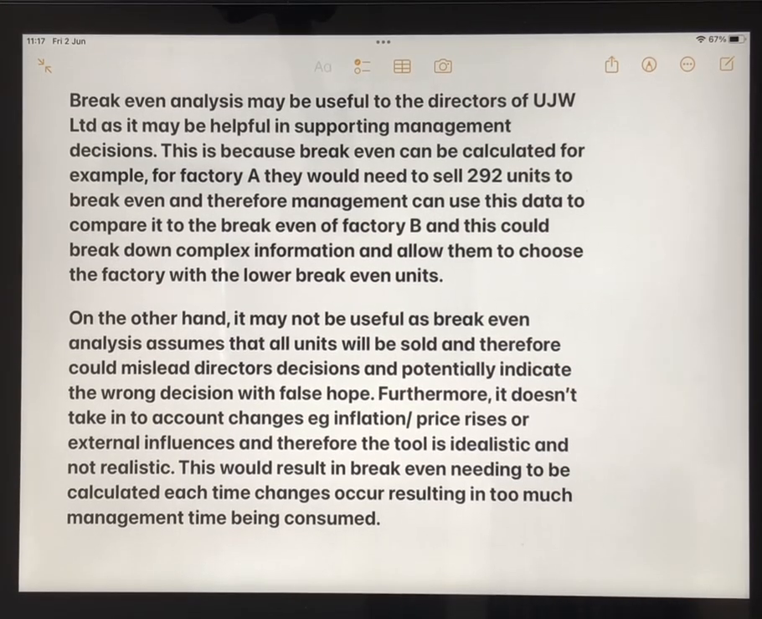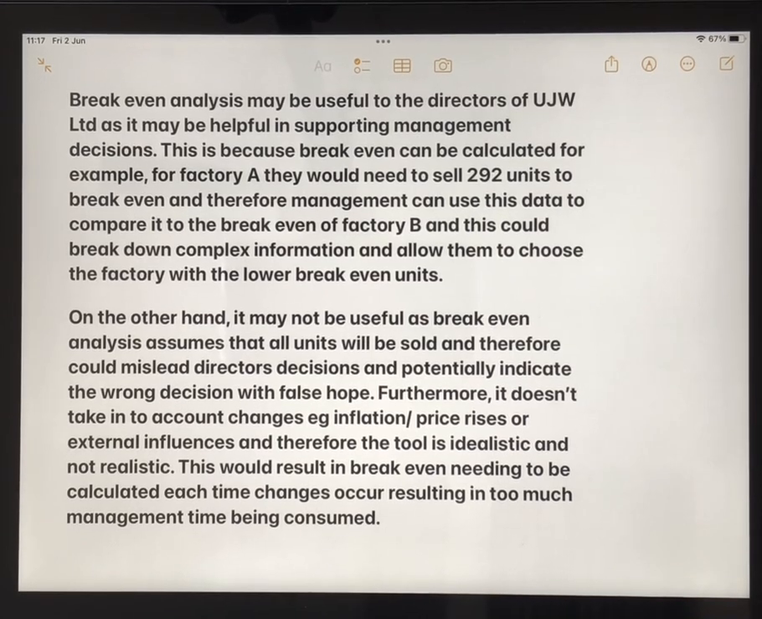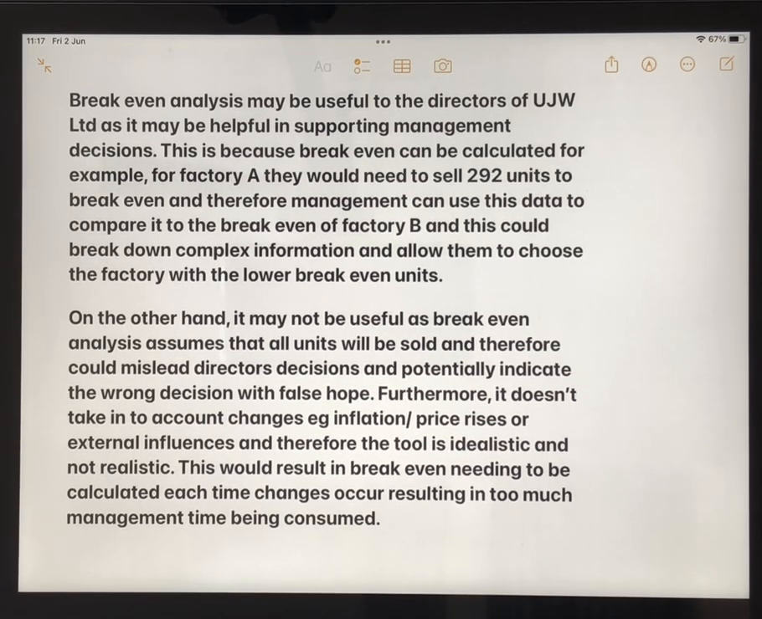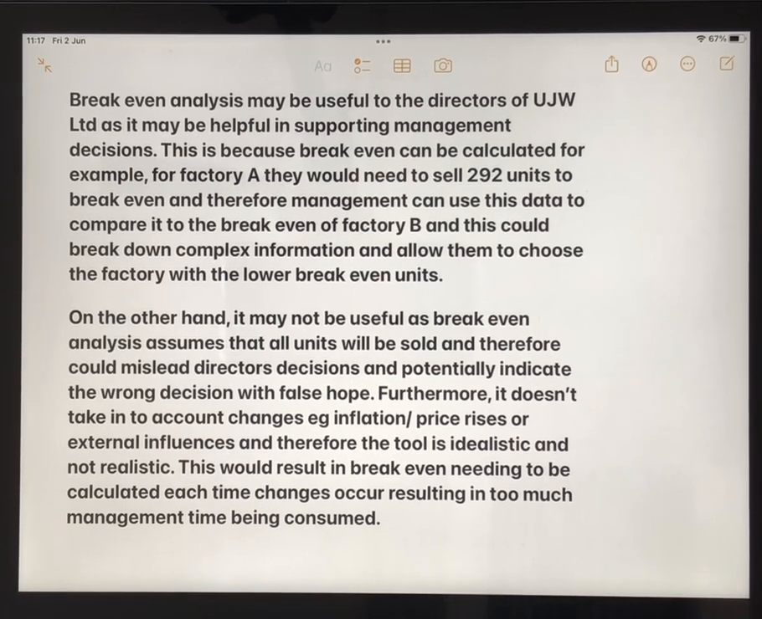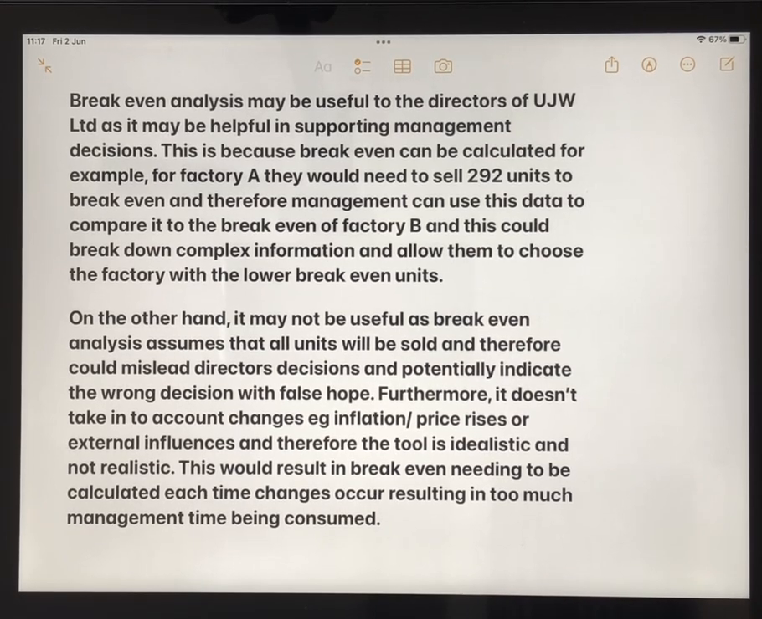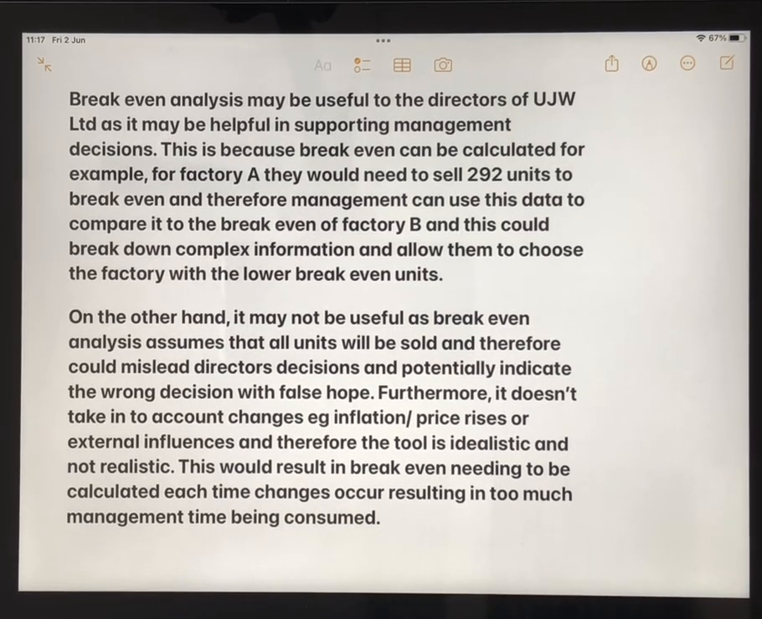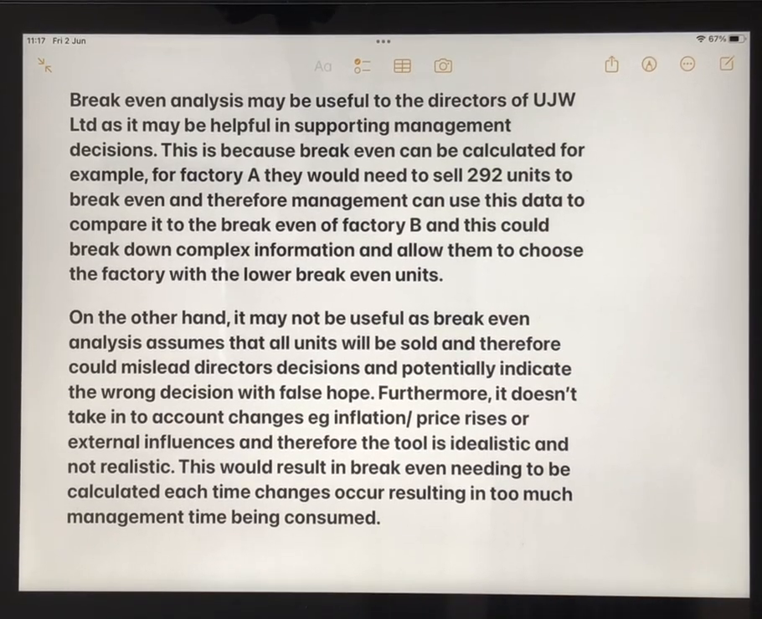On the other hand, it may not be useful because it assumes that all items are going to be sold. That could mislead directors' decisions, give them the wrong decision. But it also doesn't take into account inflation or external influences or qualitative factors. And therefore, the tool is, in an ideal world, it tells you what's going to happen, not in a realistic world. Okay, and that would result in us as a management of a company having to calculate it regularly. Every time a cost changes, we're going to have to recalculate. That's time consuming for management, okay? And that's why it may not be useful, okay?